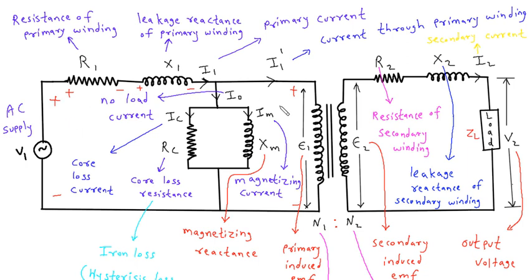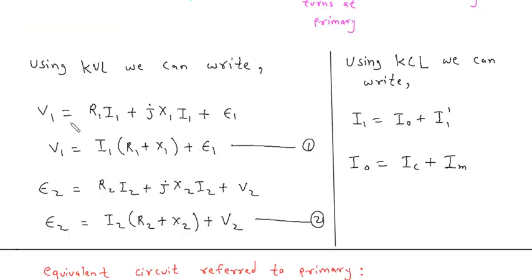Suppose we apply KVL to this loop. Then V1 is equal to R1 into I1 plus jX1 into I1 plus E1. Using KVL we can write V1 = R1 I1 + jX1 I1 + E1. If we take I1 common, then V1 = I1 (R1 + jX1) + E1. Let us say this is equation number 1.